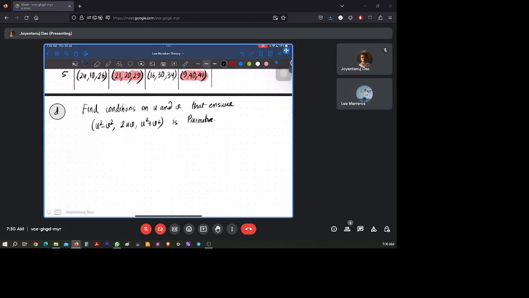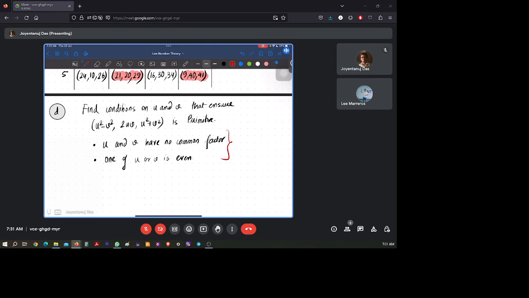So the first condition is u and v have no common factor, and the second condition is one of them is even and one of them is odd. So one of u or v is even. These are the two conditions that will make sure that this triplet is primitive.